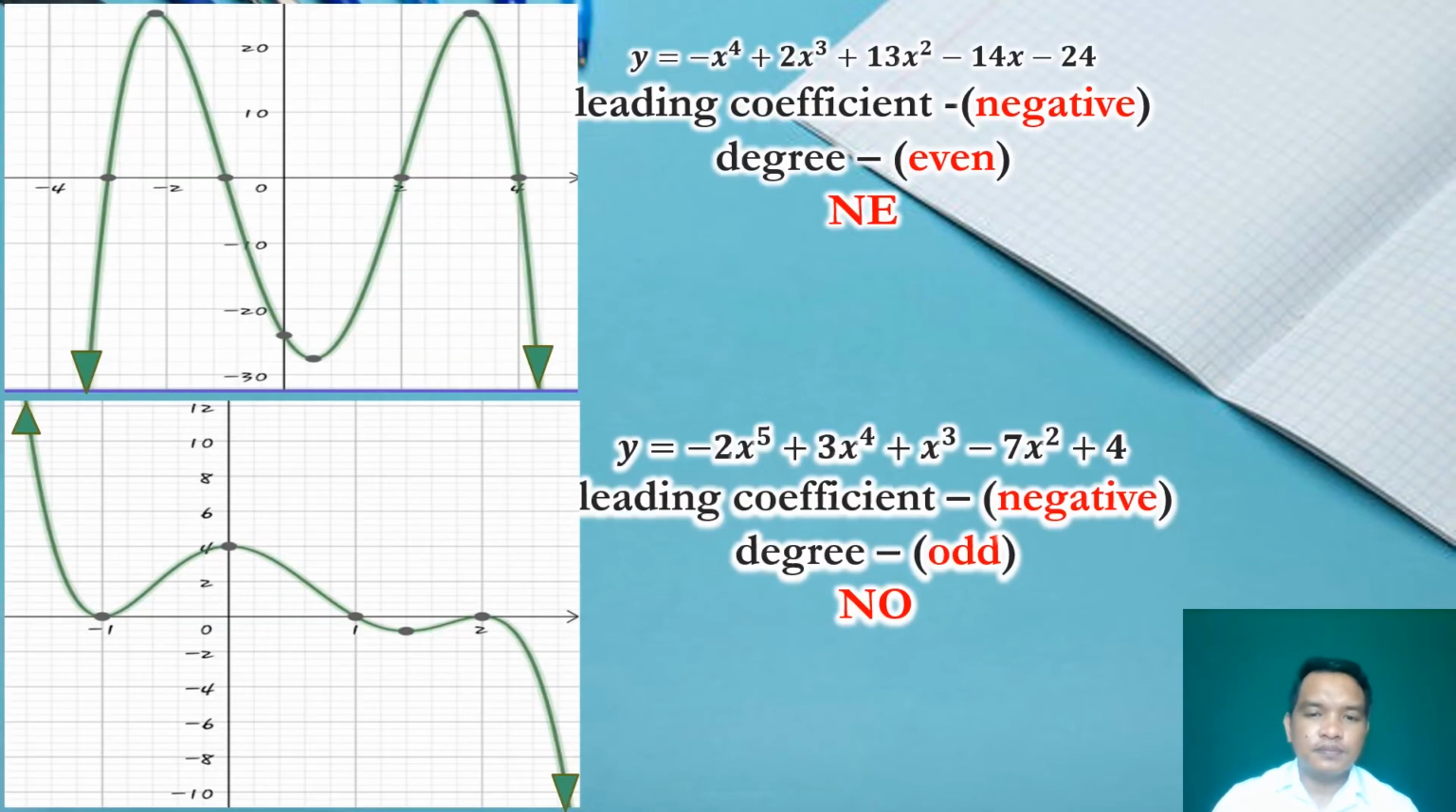So, let us observe these two graphs of polynomial functions. These polynomial functions both have a negative leading coefficient. What is common to the two of them?